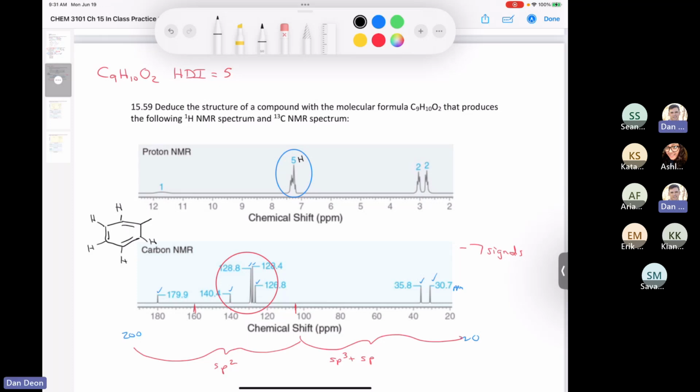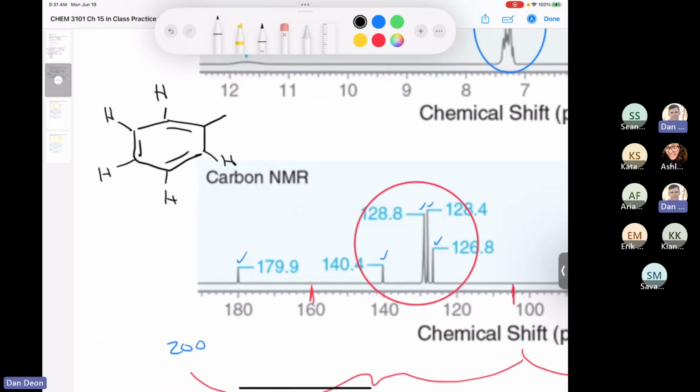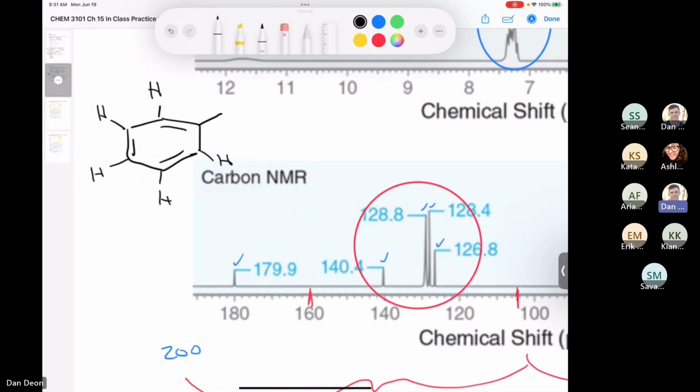Okay, 5 protons. Now let me go back to all the signals that I have in the red circle here. There's a total of 4 signals here, right? But that makes sense because this carbon is unique. These 2 carbons are chemically equivalent. These 2 carbons are chemically equivalent. And then this carbon is unique. So I've got a total of 4 signals from my aromatic ring is what I should have said.